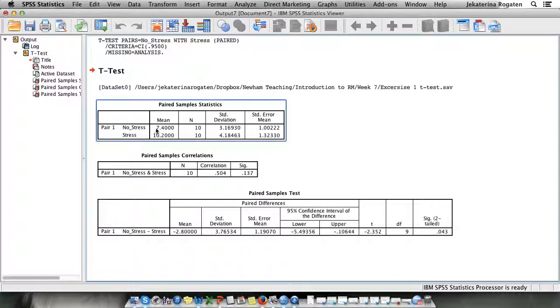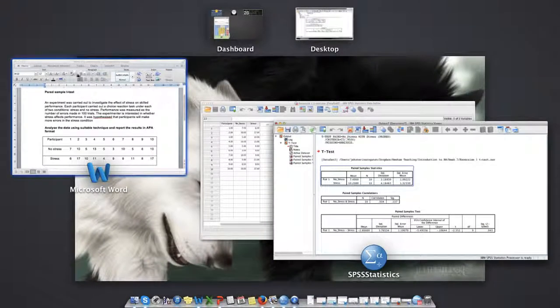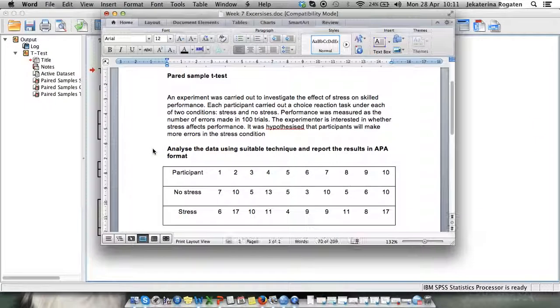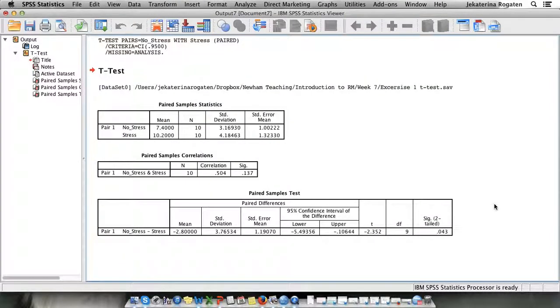And for the conclusion, the easiest way is to always go to your hypothesis, don't reinvent the wheel. So our conclusion is that participants made significantly more errors in the stress condition. Okay, so that is it for the paired sample t-test.